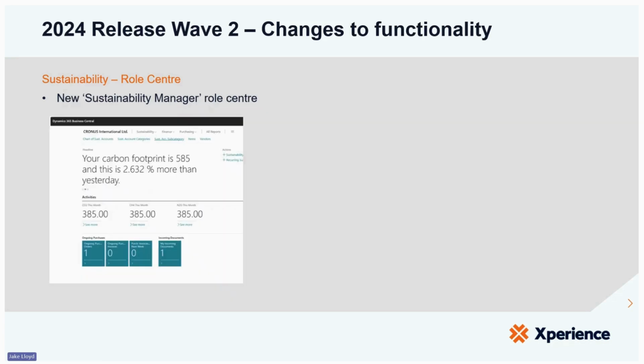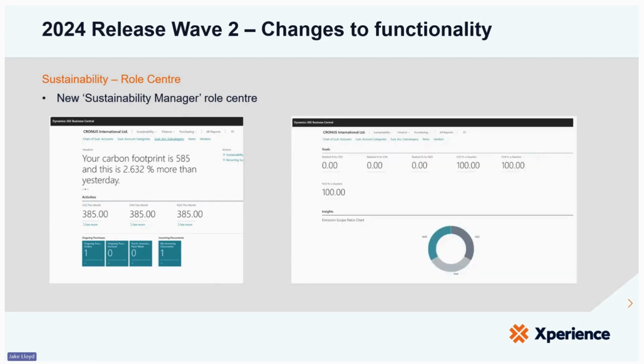So if I scroll through our slides here, we've got the new role center, where we've got quick links to the sustainability chart of accounts, the categories. We can see our activities at a glance. And on the next slide, we've got the goals. In a moment, I'll show you the scorecards where we can set our company's goals in terms of emissions, and here we're seeing how those goals are rendered in the role center.